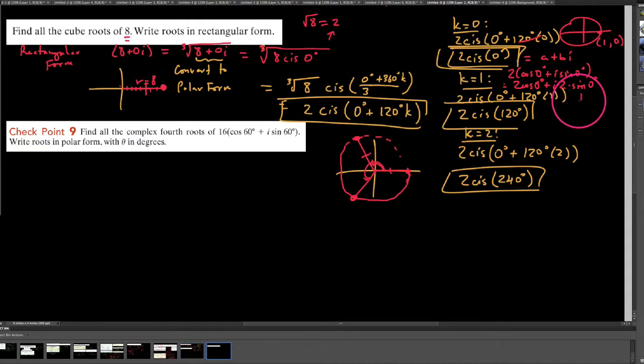So really what we're going to get here is 2 times the cosine of 0, which is 1, plus i times 2 times the sine of 0, which is 0. We really get 2 plus 0i, or in other words, we get 2. I just want to show everybody here that yes, we could have named this point just by looking at this.